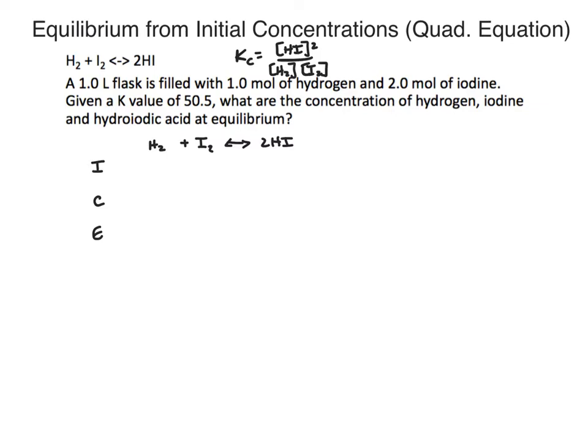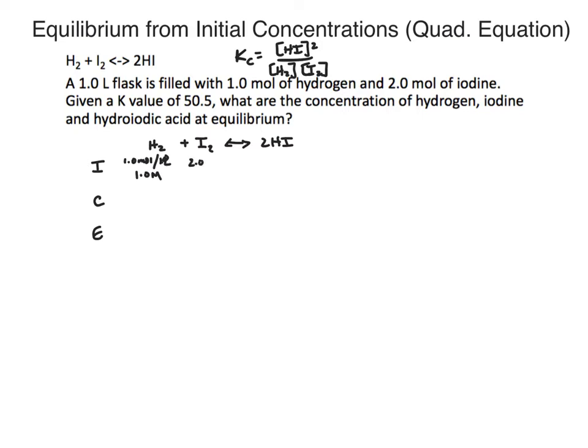So if we look here, they told us that we have a 1 liter flask and we have 1 mole of hydrogen and 2 moles of iodine respectively. Notice the moles and the liters are obviously not molarity, which is what we need here, but we're going to go ahead and find those values. So we know that we have 1 mole of hydrogen gas per 1 liter, and that's going to give us 1.0 molar as our concentration of H2 initially.